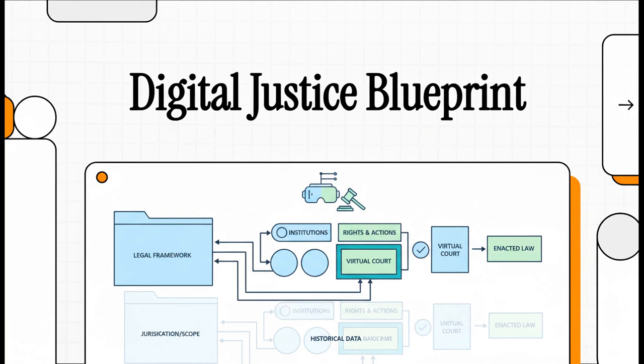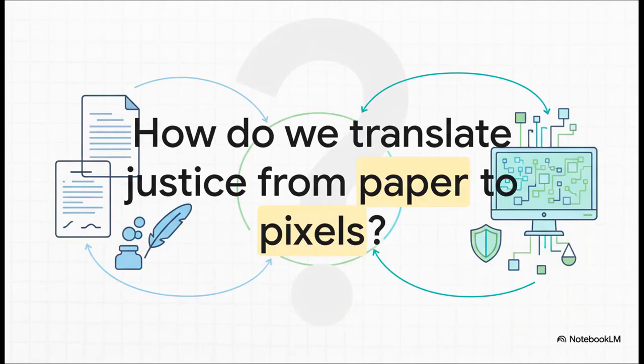This explainer is based on the work of Professor Vihar Kiskinov, and together, we're going to map out how our legal systems are, or should be, adapting to our new virtual age. You know, at the heart of this entire transformation is one fundamental question. How do we take the core principles of justice, fairness, due process, all of it, from a world of paper and ink and translate it into a world of pixels and algorithms? How do we make sure those rights aren't just lost in the code?